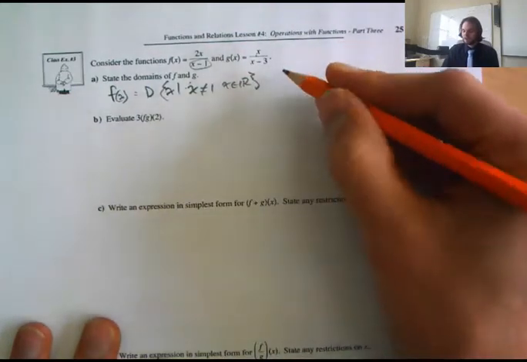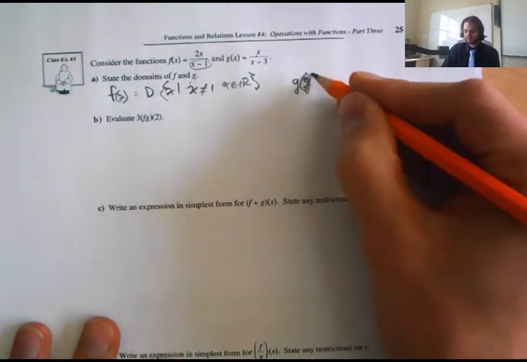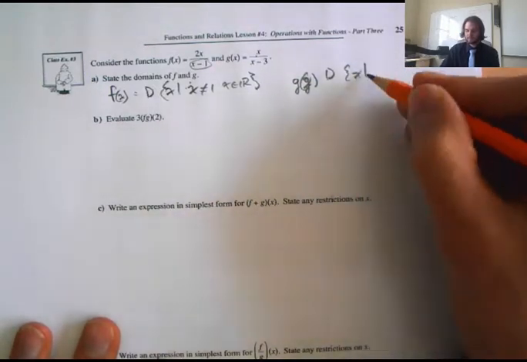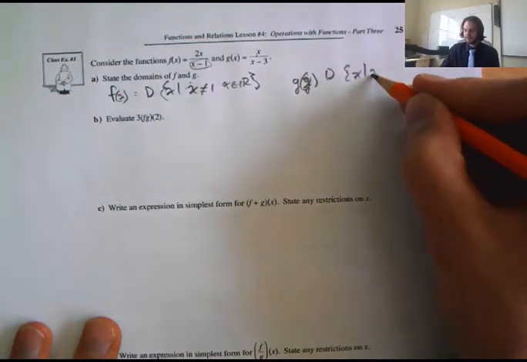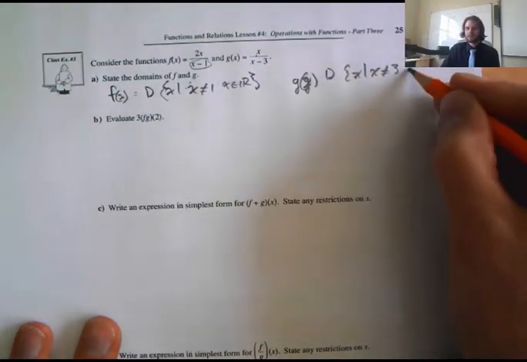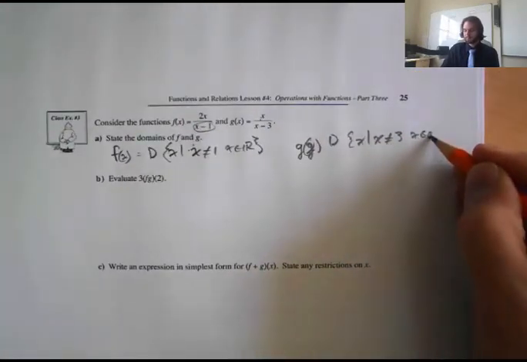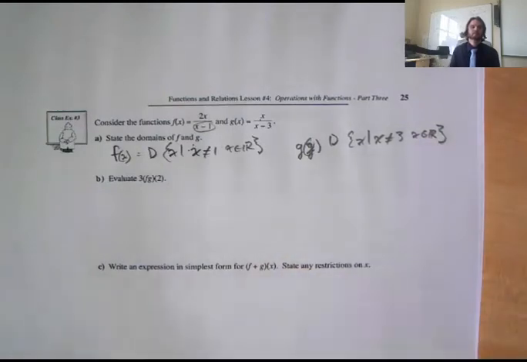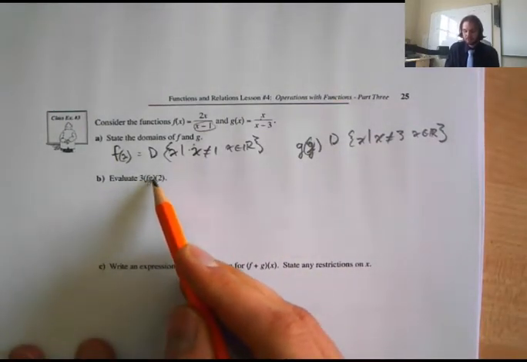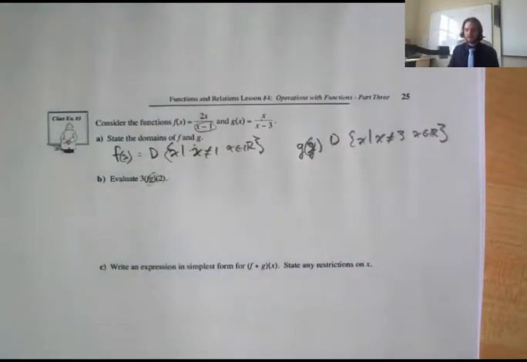Okay? Now, if we look at g of x, the domain is x cannot equal 3, and x is an element of all real numbers. I'll put this down so you can see. Okay? Now we want to know, it says evaluate 3 multiplied by f of g and 2. So first of all, I'm going to multiply f and g together.